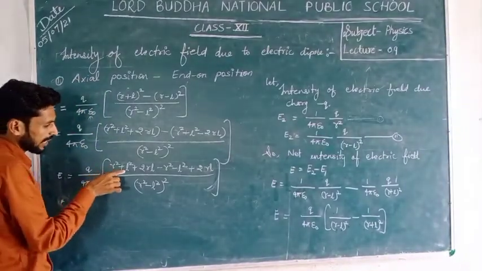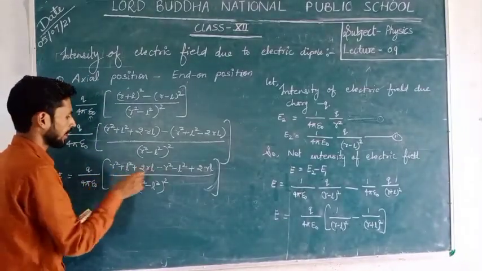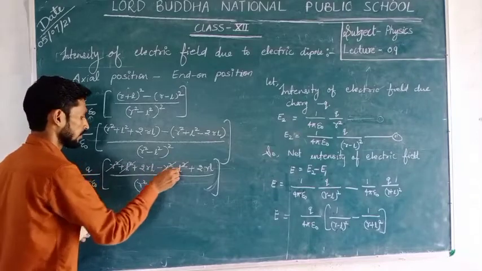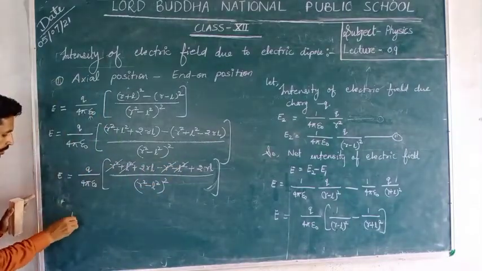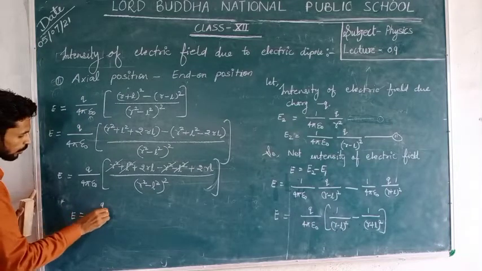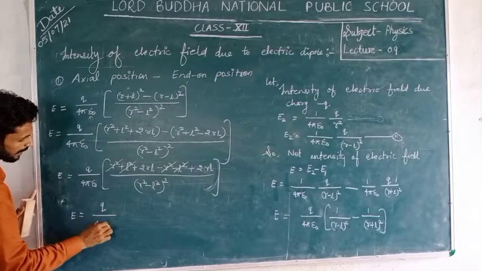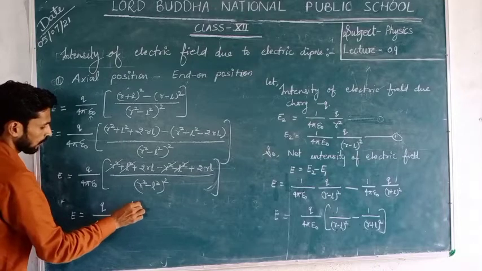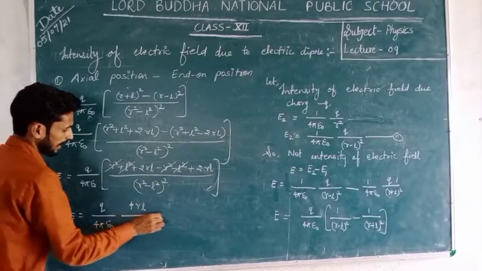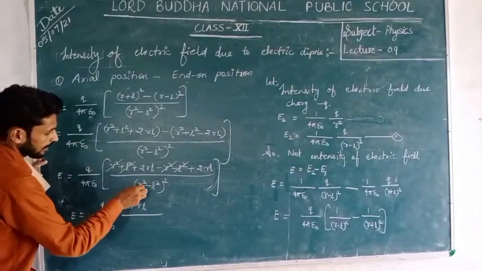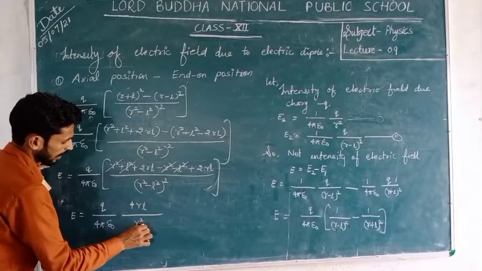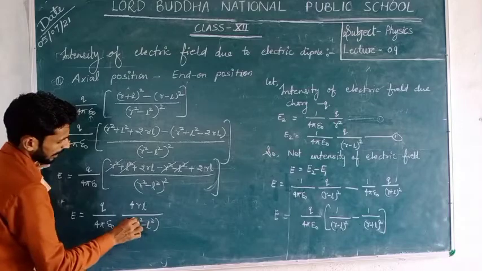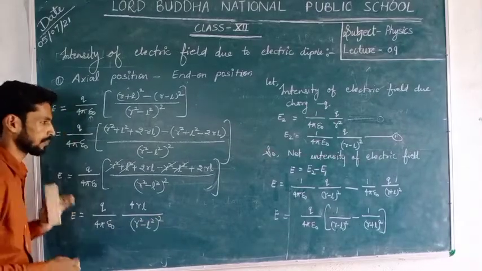Here r square and l square are positive, and here they are negative, so cancel these terms. 2rl plus 2rl equals 4rl. So equals q upon 4 pi epsilon naught 4rl, divided by r square minus l square, whole square.